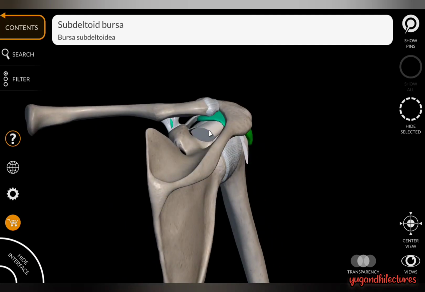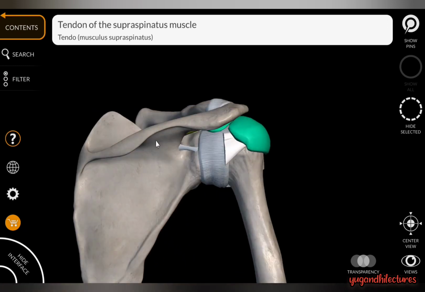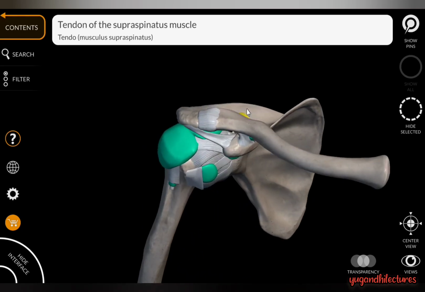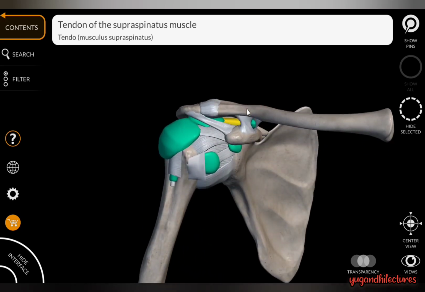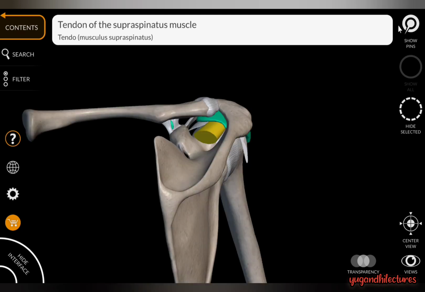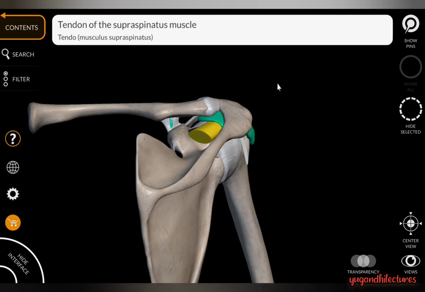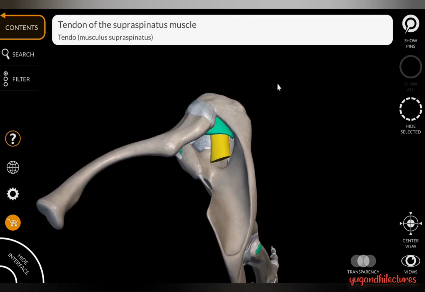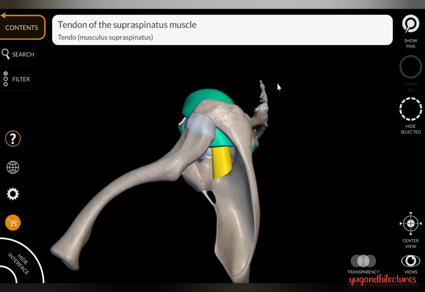See, this is the tendon of supraspinatus muscle. The supraspinatus muscle arises from the supraspinatus fossa of the scapula. It forms the rotator cuff of the shoulder joint along with infraspinatus, subscapularis and teres minor. So in what way do these bursae help the shoulder joint for smooth movement? I'm showing the superior view.